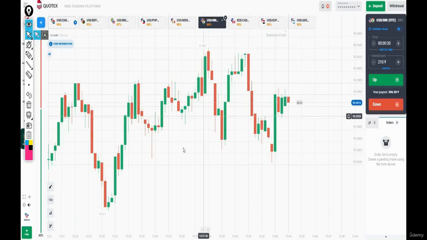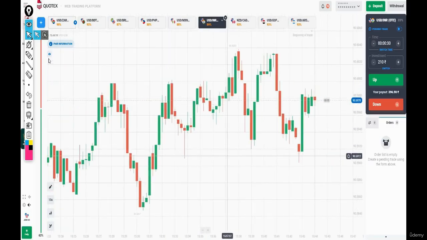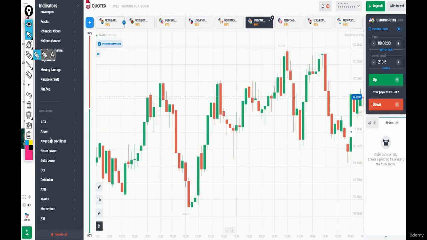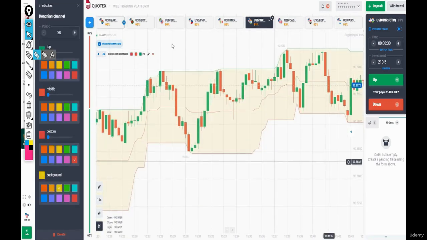So in this section, we are going to see how to trade using powerful indicators. For this strategy, I'm going to use the following two indicators. The first indicator is Donchian Channel. You have to select Donchian Channel, and in it, you can see three lines. This is the topmost line, this is the middle line, and this is the bottommost line.